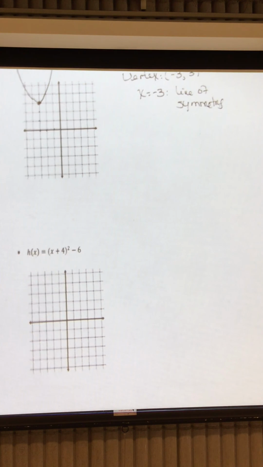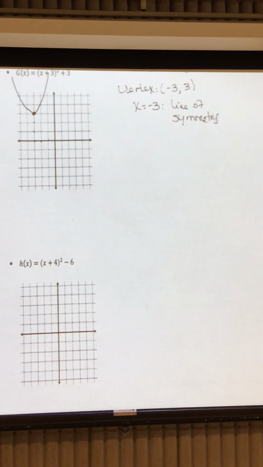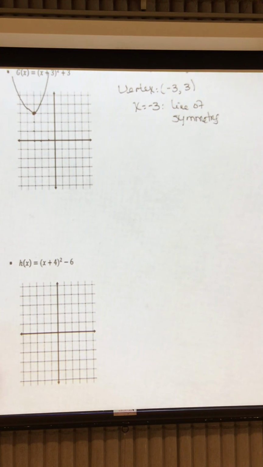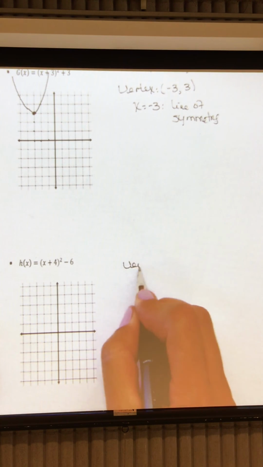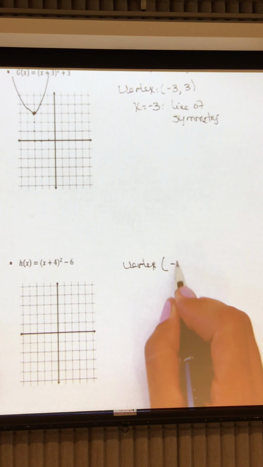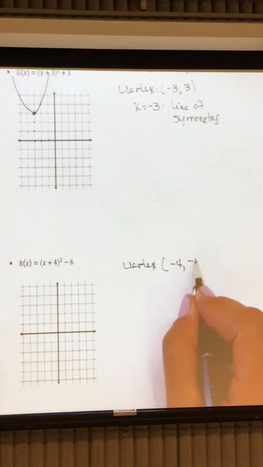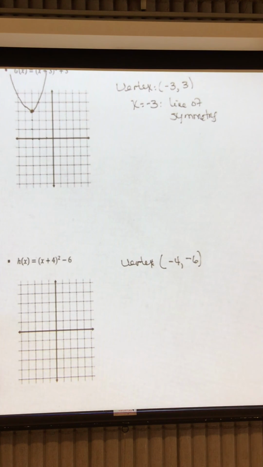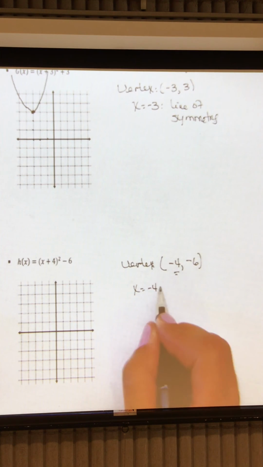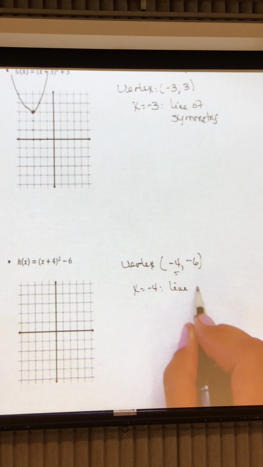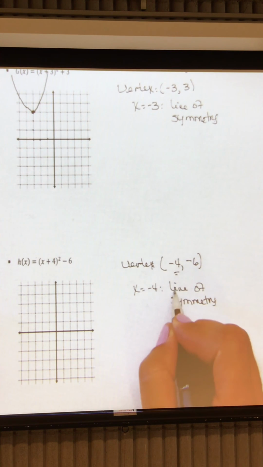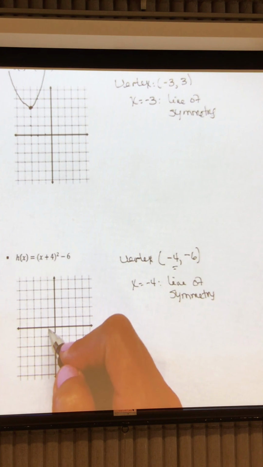And the last problem, number 2, our vertex is our h and k. Our h value is negative 4, and our k is negative 6. So our vertex is negative 4, negative 6. Our x value is negative 4. Therefore, x equals negative 4 is our line of symmetry. And that's where the parabola is cut in half at negative 4.